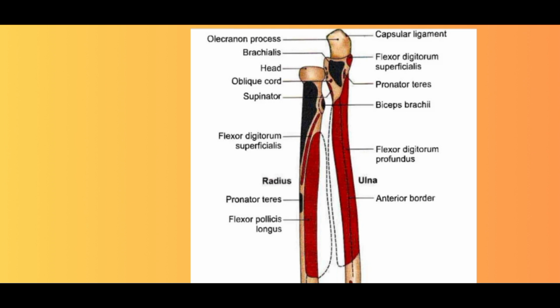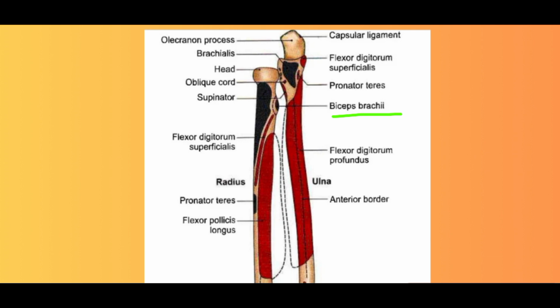First is the biceps brachii. This is the radial tuberosity. Biceps brachii is inserted into the rough posterior part of the radial tuberosity. The anterior part of the tuberosity is covered by a bursa. So the posterior part of the radial tuberosity gives insertion to biceps brachii.